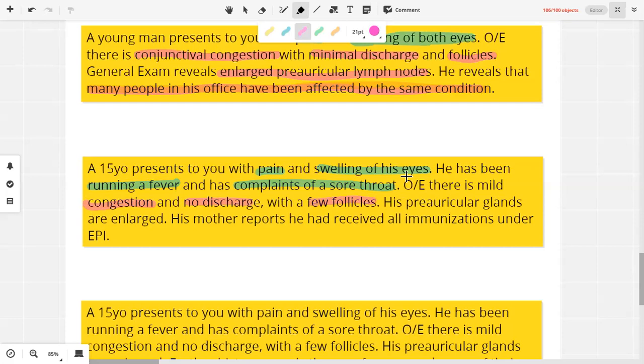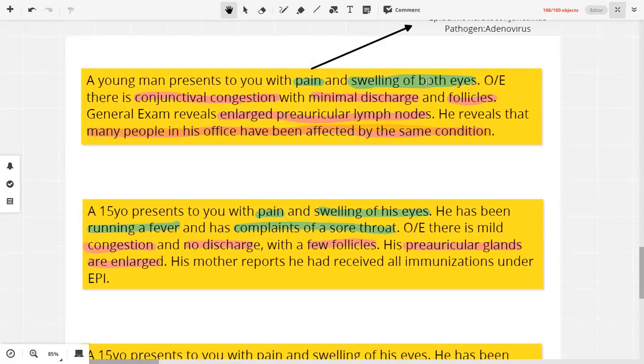Another important thing, his preauricular glands are enlarged. Preauricular lymph nodes or preauricular glands drain the conjunctiva and they are enlarged. Now, what is different from our first case? In both the cases, we can see that we have pain and swelling of the eyes. In both these cases, we have conjunctival congestion. In both these cases, we have no discharge or minimal discharge, and we have follicles.